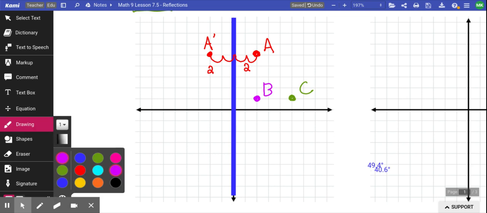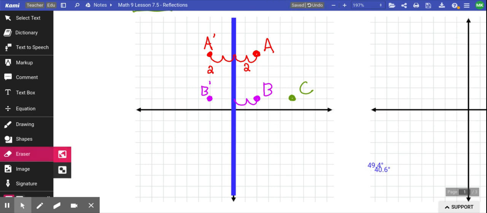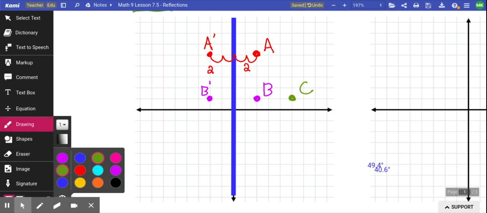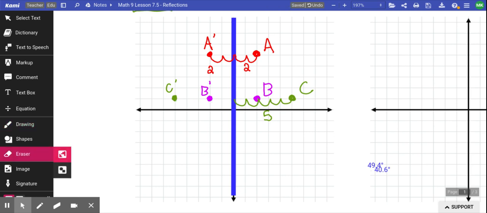That's how reflections work. You just figure out the distance away and you mirror it on the other side of the same distance. So if we looked at B, B is 1, 2 away. That means B prime should be 1, 2 away. That's B prime. And the exact same goes for C. If we took C, it's 1, 2, 3, 4, 5. That means C prime should be 1, 2, 3, 4, 5. That is now C prime. Easy, right? That's exactly how reflections work. All you're doing is you're figuring out the distance you are away from what you want to reflect around and then do the same distance on the other side of that line.